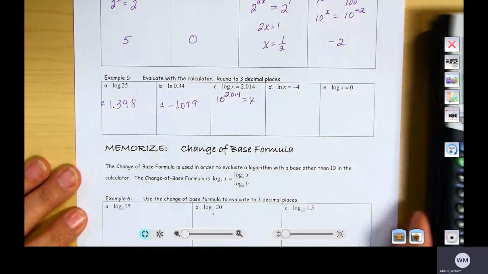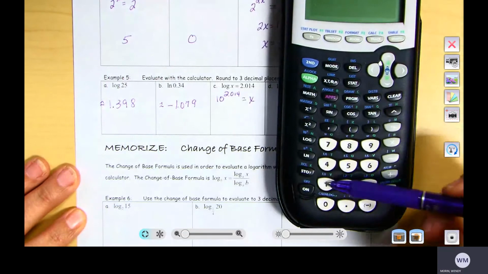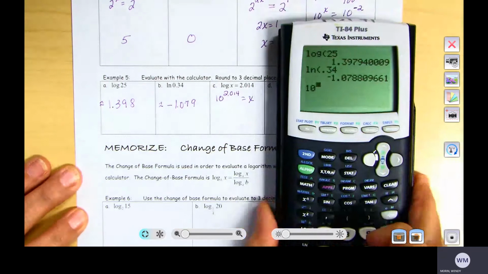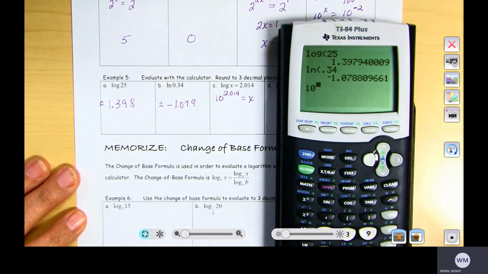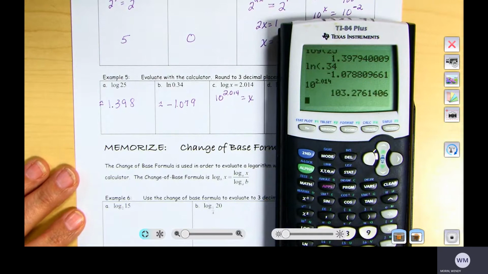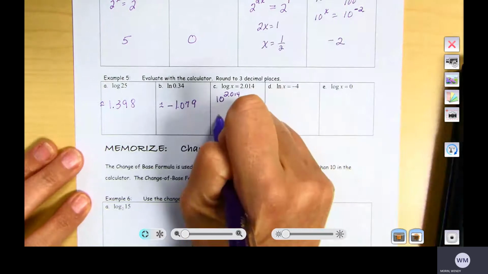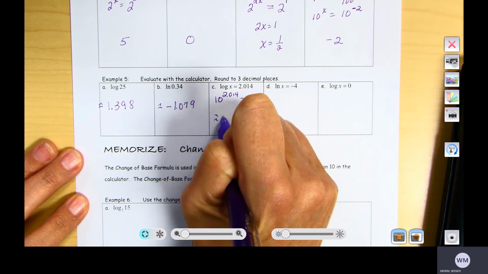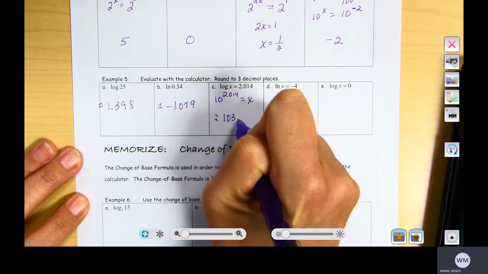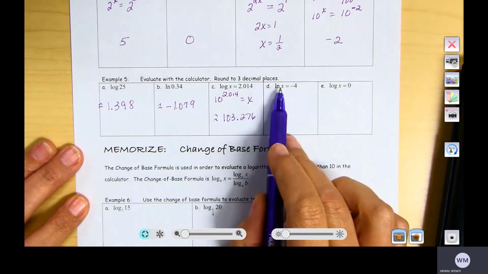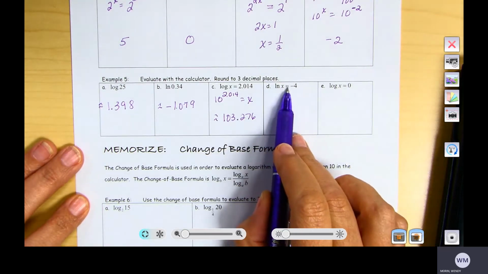And now we're going to use our calculator. So again, you can do 10 raised to, or you can use the 10 to the x button. It doesn't make a difference, whatever you're comfortable with. So there is your answer, and you're going to round to 3 decimal places. So that is approximately 103.276.